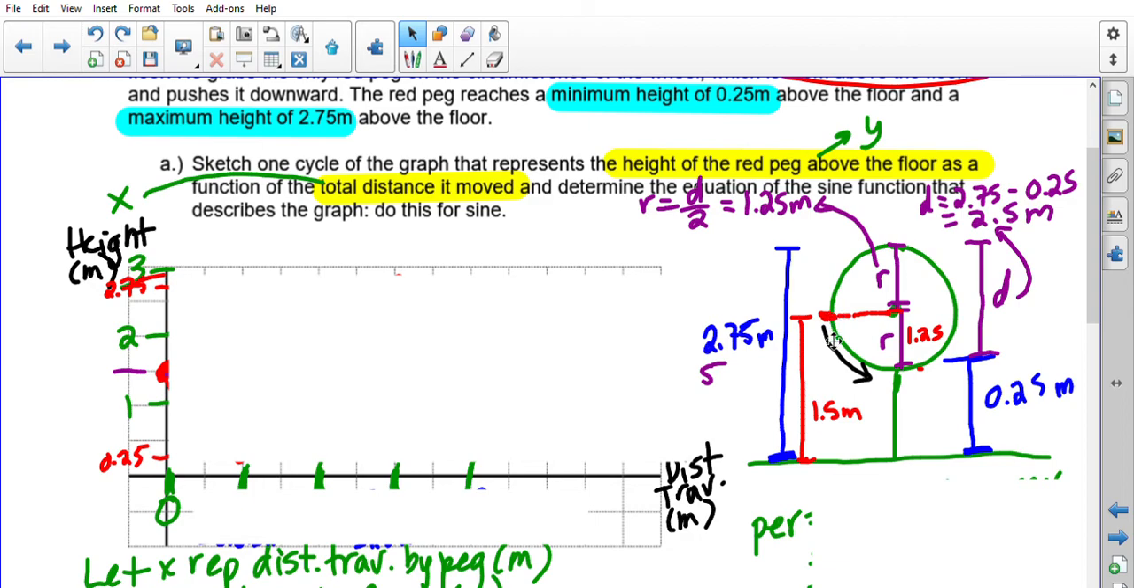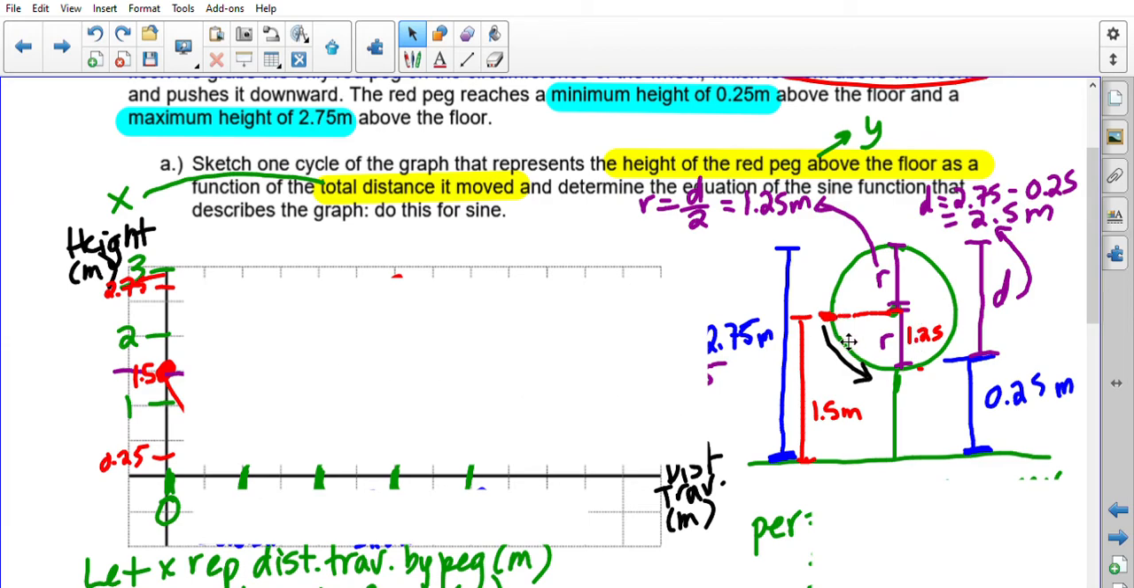So our original point is going to be, if we're doing distance traveled, at this point here, the peg has not traveled any distance. So that's why the distance traveled is going to be 0. Okay? And the height of the peg at that time is 1.5 meters above the ground. Right? So I know my first point is 0 and 1.5. So I'll put that in here. This is 1.5. Notice here that 1.5 is going to be the halfway point between the max and min.